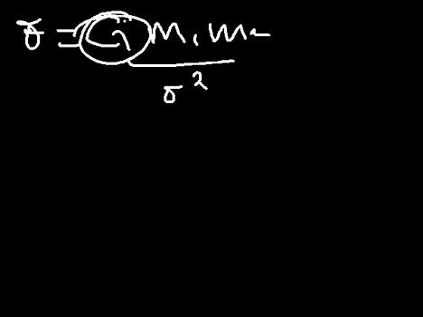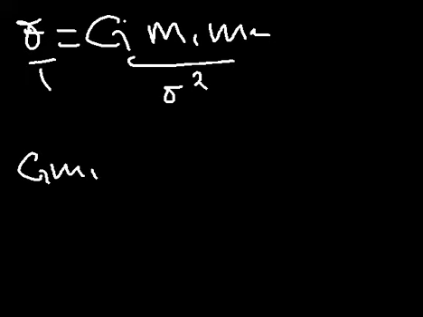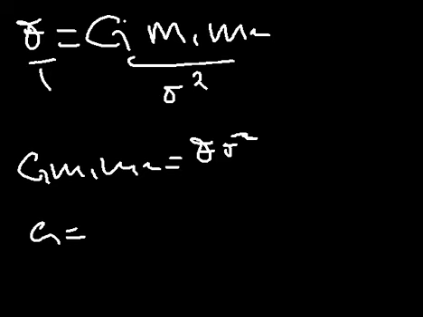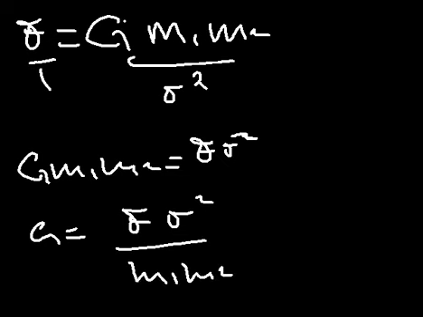So how can you go over that? First thing, we should make G the subject of the formula. In this case, we'll cross multiply, to have G m1 times m2 is equal to f r to the power 2. So G will be given as f r to the power 2 divided by mass 1 times mass 2.